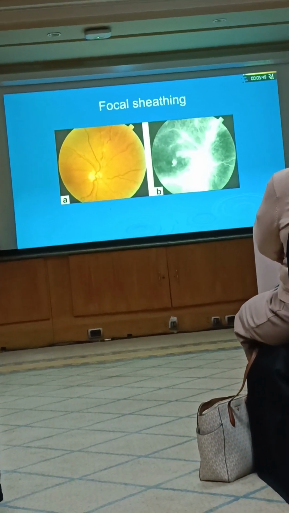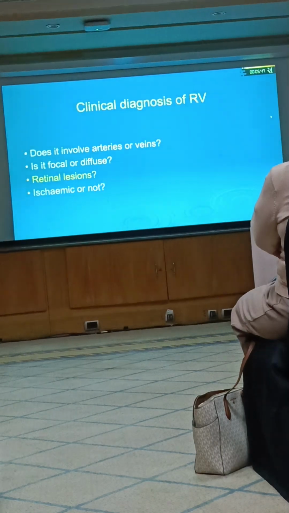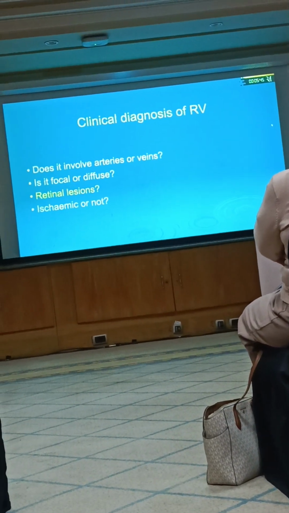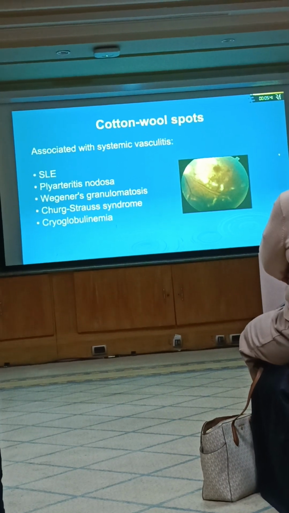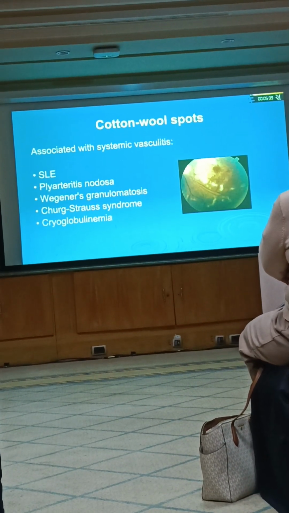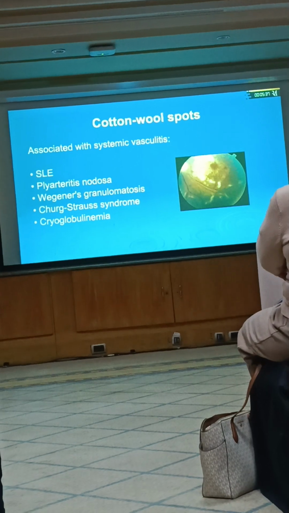So if you have this focal sheathing, you have to think of these three entities. The third question is the associated retinal lesions. We have in fact several types of retinal lesions that we can see in patients with retinal vasculitis.